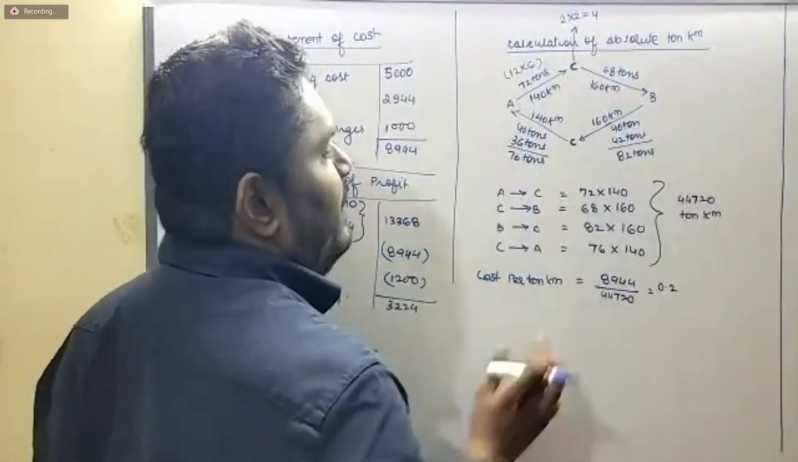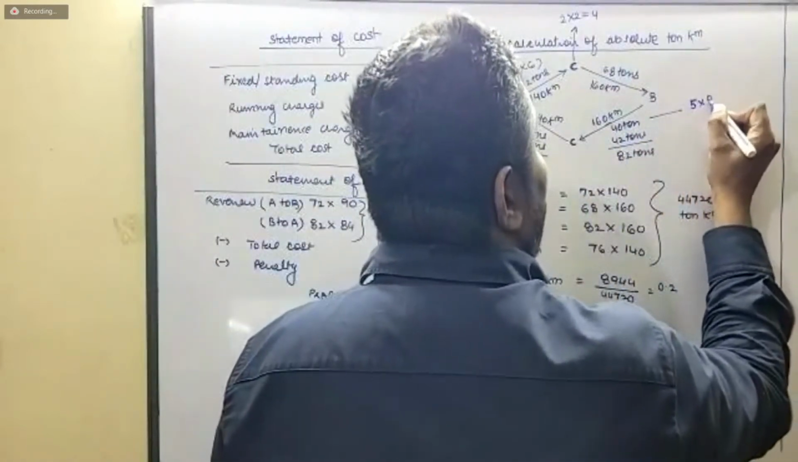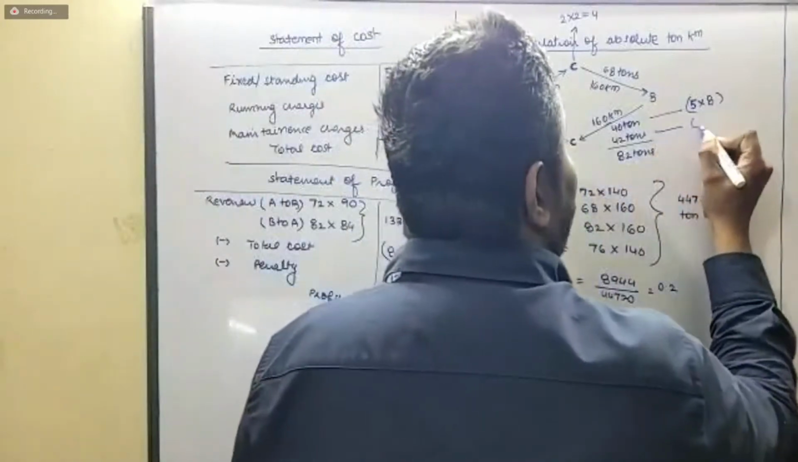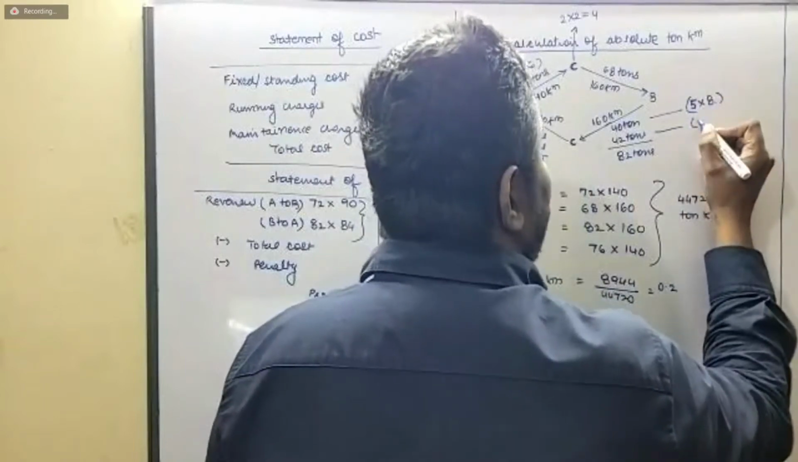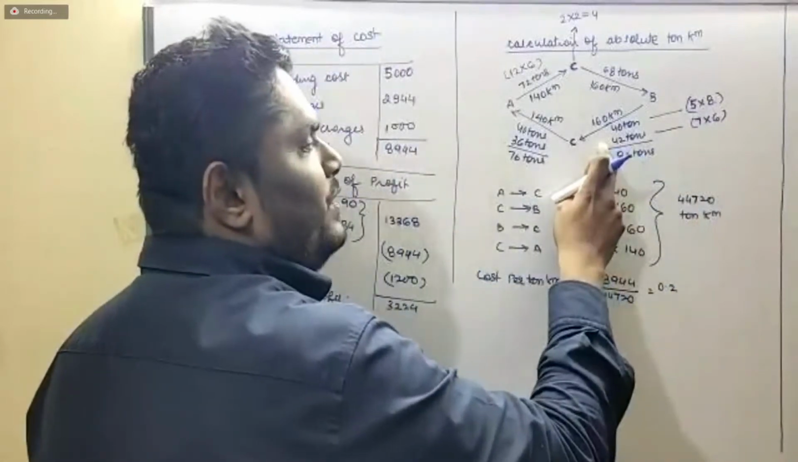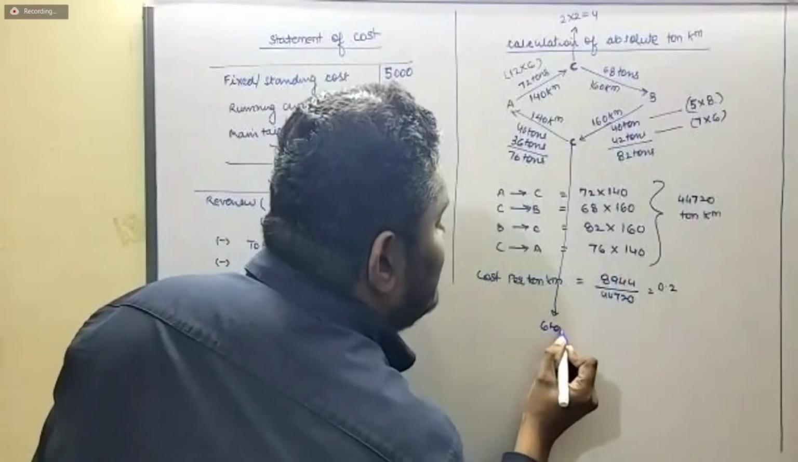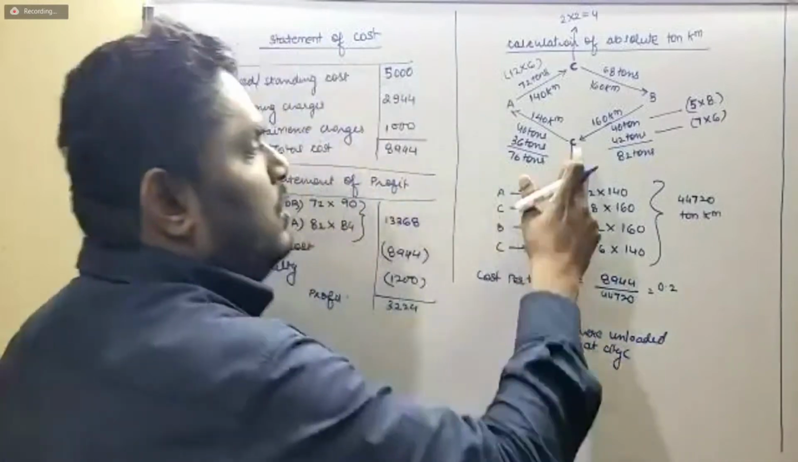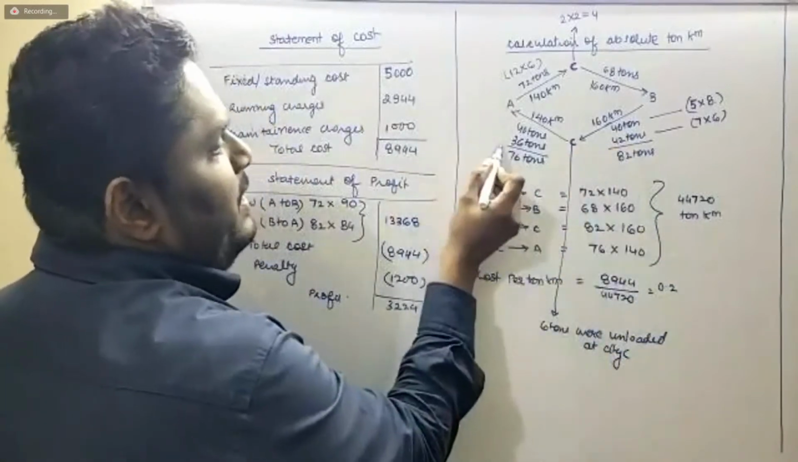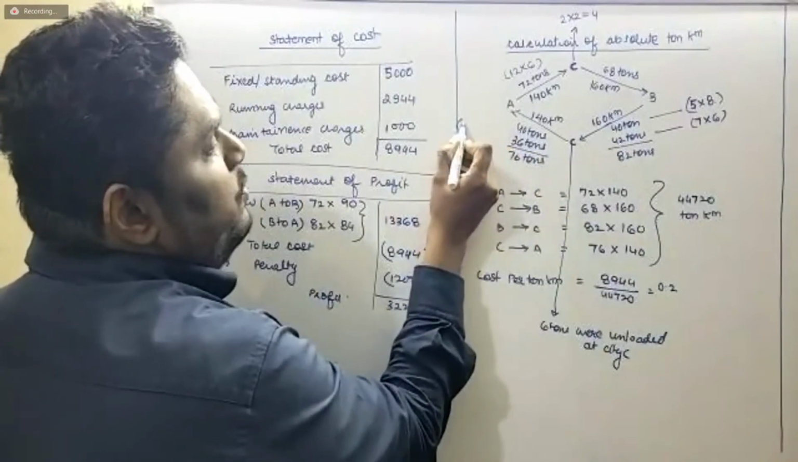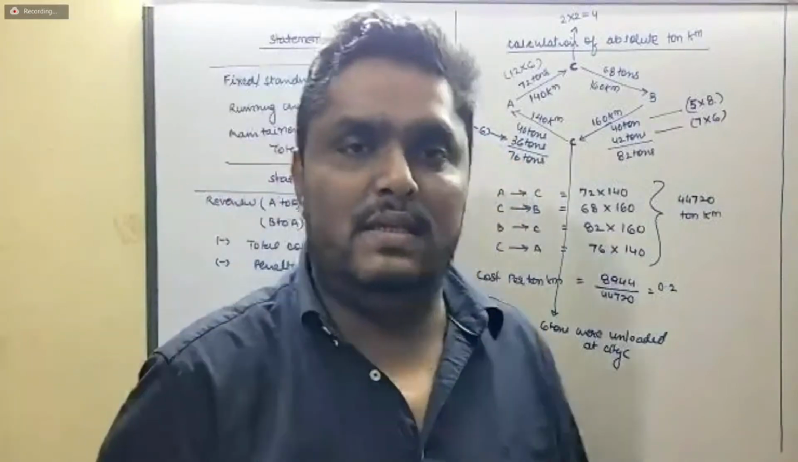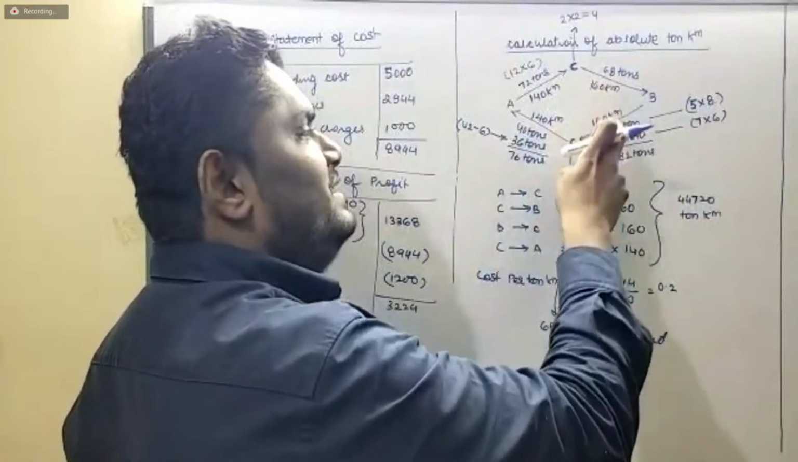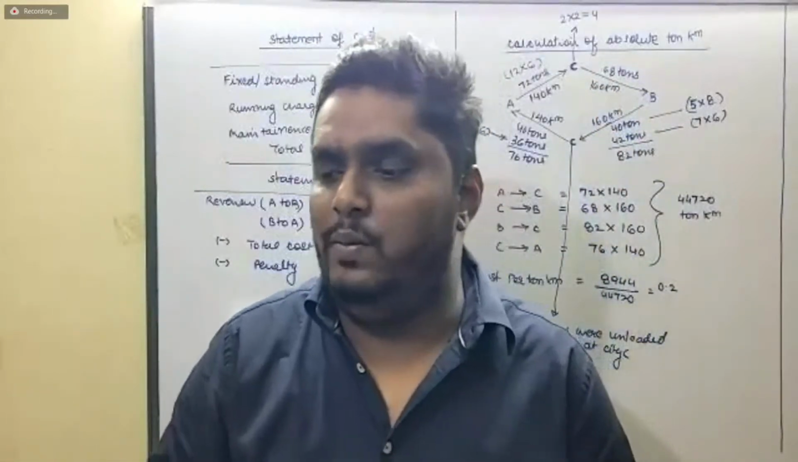72 minus 4 is 68. In the return journey, for 5 times they carried a load of 8 tons. So 40 tons from B to C and C to A also 40 tons. But in the remaining 7 journeys out of 12, they carried only 6 tons. So 42 tons they carried. Of these 42 tons, 6 tons were unloaded at city C. It means the tons transported from C to A is 42 minus 6, so I got 36 tons. So the totals are 72, 68, 82 and 76, into the kilometers, that is 140, 160, 160 and 140. This is how I calculated the absolute ton kilometer.